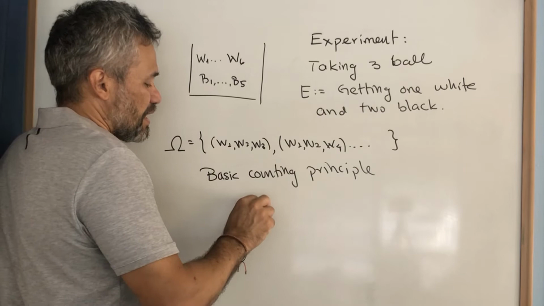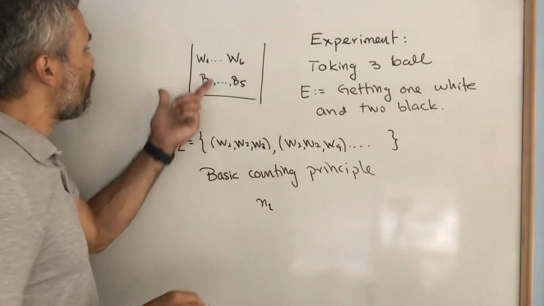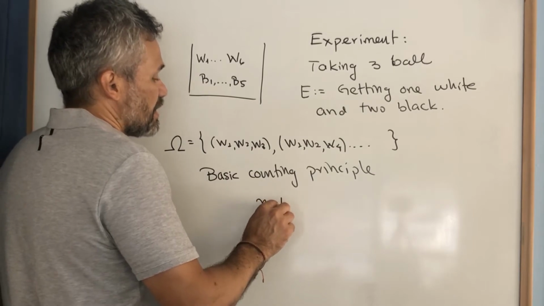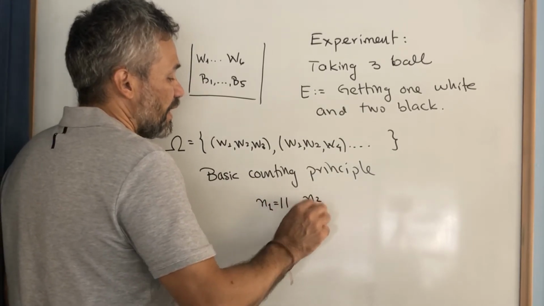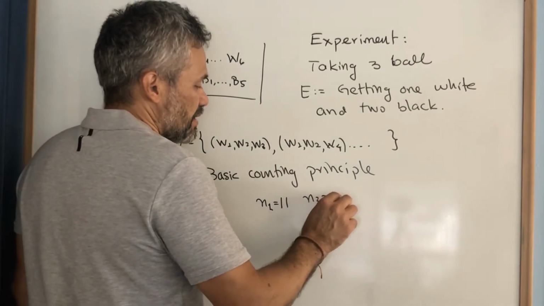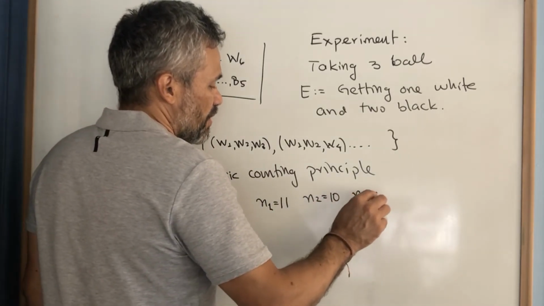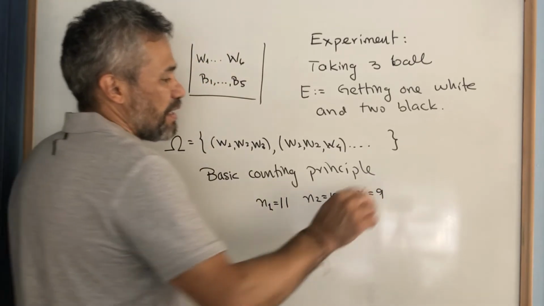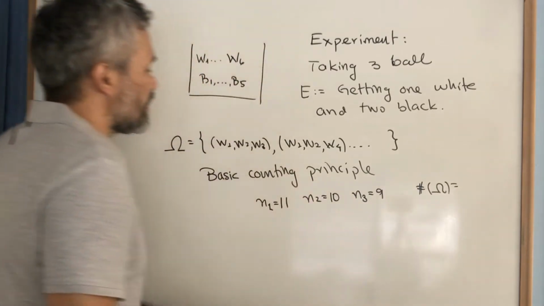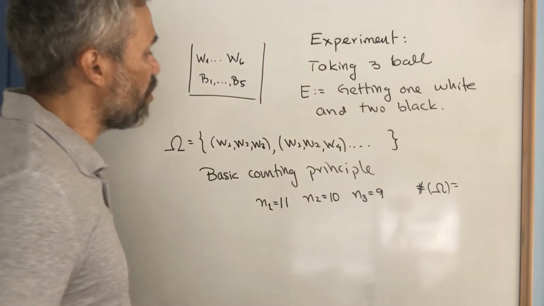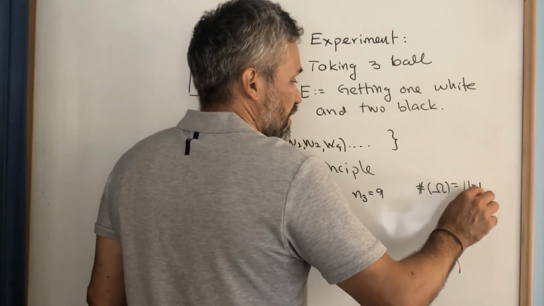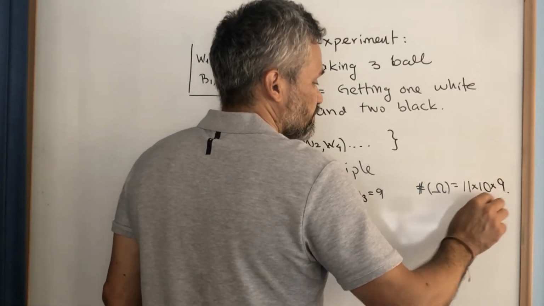And we notice that first we select 1 ball. That means that in this case N1 is 11. Then we select the other ball. That means that N2 is 10. And N3 would be just 9. Then the number of elements of the sample space, if we are taking into consideration the order of the balls, is going to be 11 times 10 times 9.